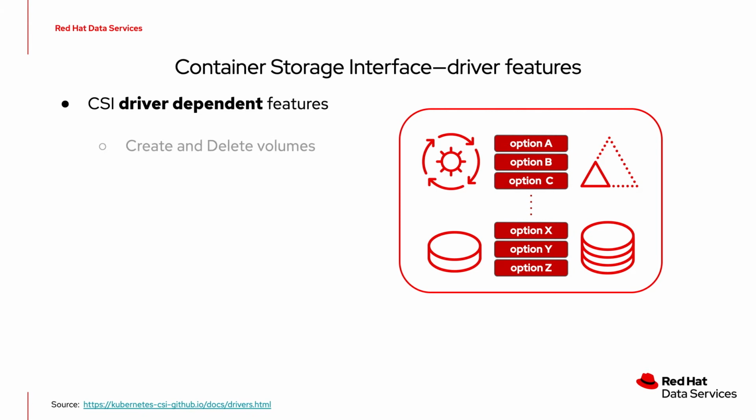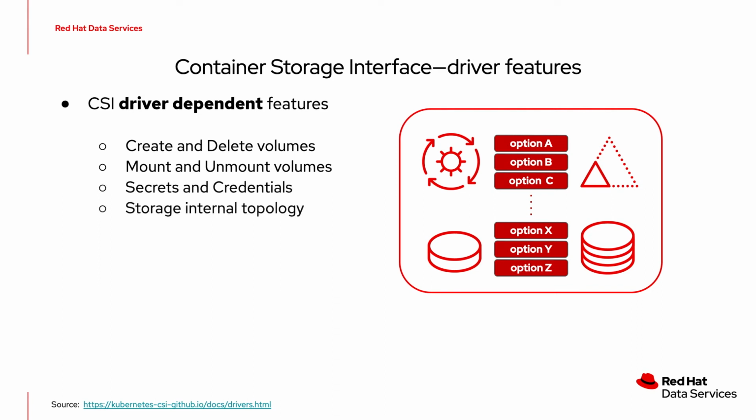The basic ones are to create and delete volumes, mount and unmount. But then when it comes to a little bit more advanced, it can be encryption in place, so it needs to be able to handle secrets or internal topology of a storage system. There can be maybe different tiers or different types of disks to address, and that's also something that can be addressed by CSI.